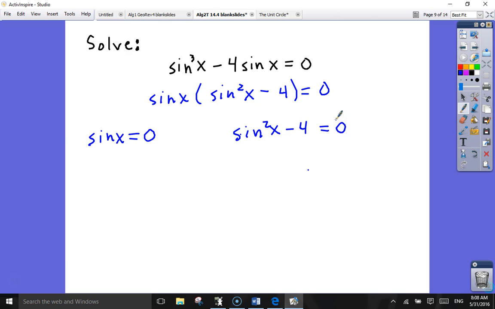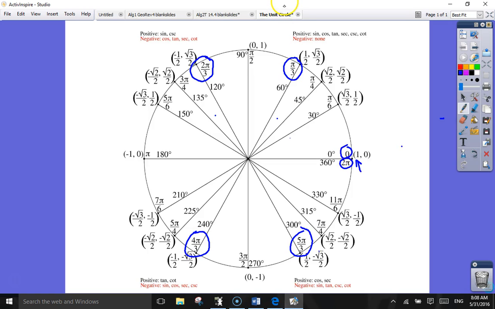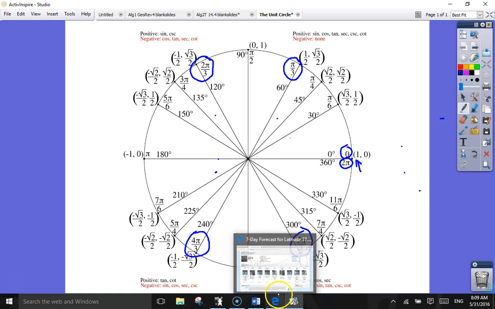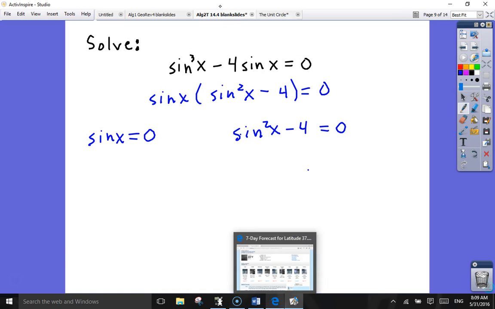Okay, so where does sine equal 0? At 0 and pi, and then every time you go to 2 pi and 3 pi and 4 pi and 5 pi, it's always 0, right? So it's actually not plus n times 2 pi. It could just be n times pi. Okay, so that one will go x equals n times pi.